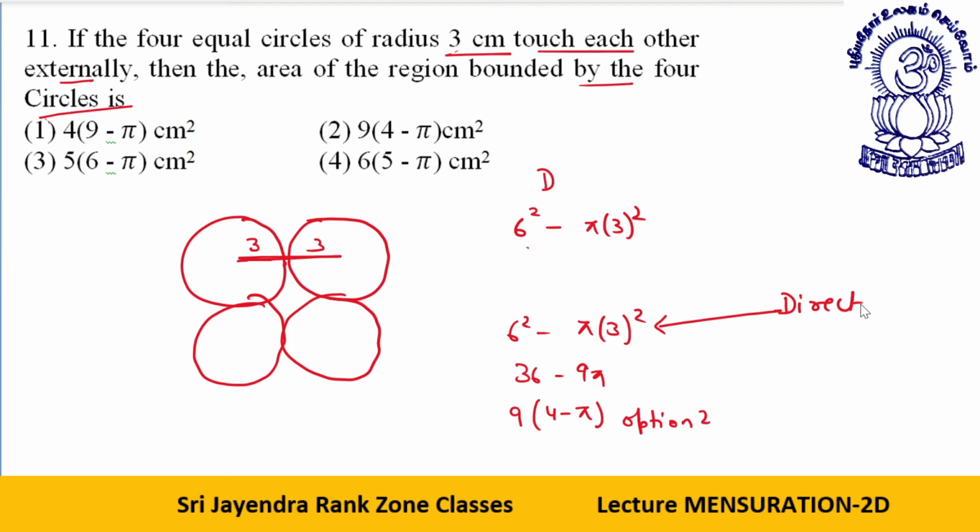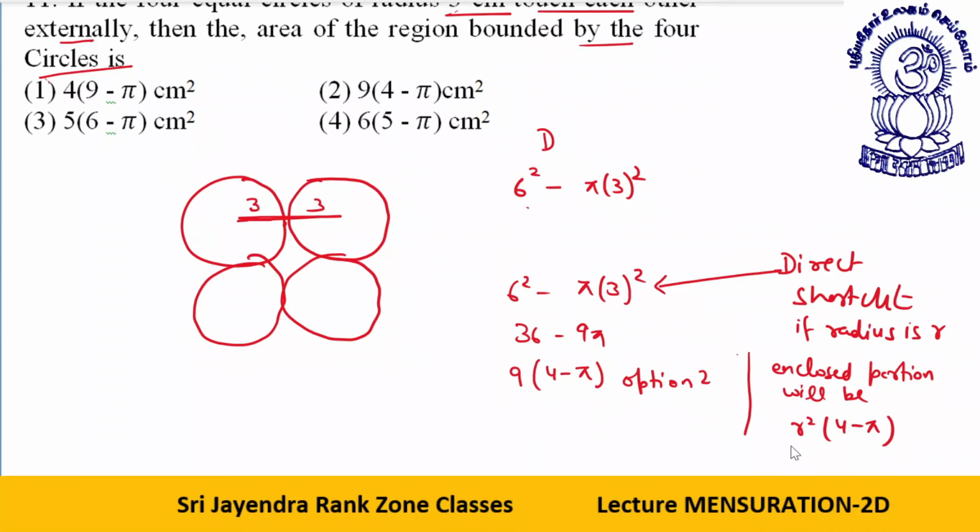What is the direct shortcut? If radius is r, then the enclosed portion will be r square into 4 minus pi always. Okay, r square into 4 minus pi, that is, I can say 3 square into 4 minus pi. Clear to all? Let's move further.